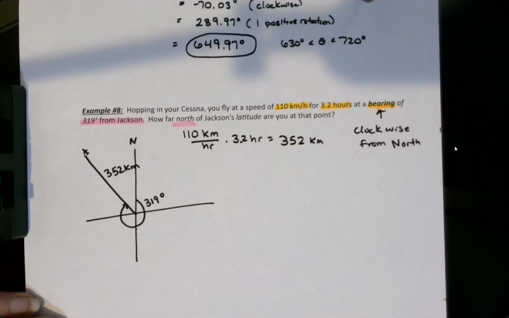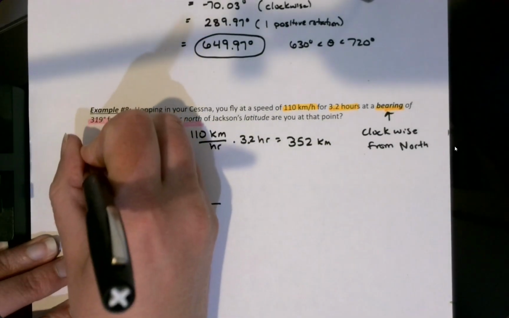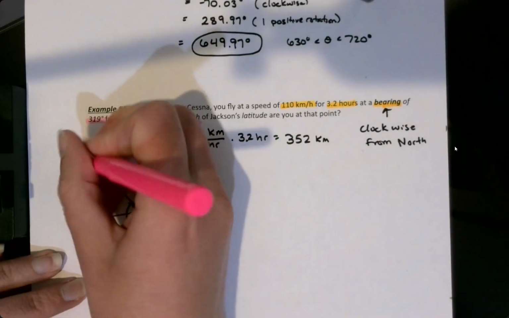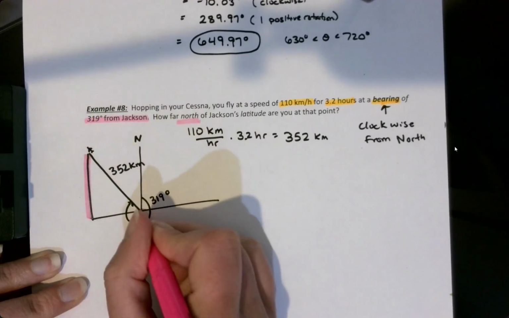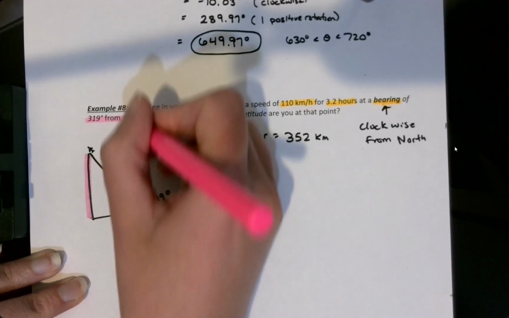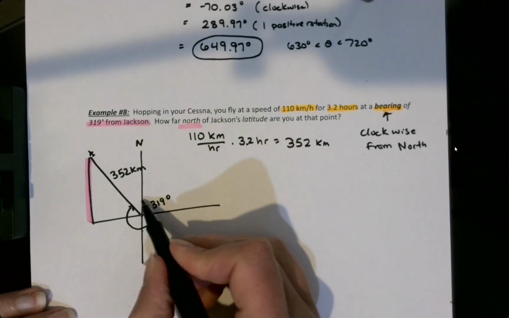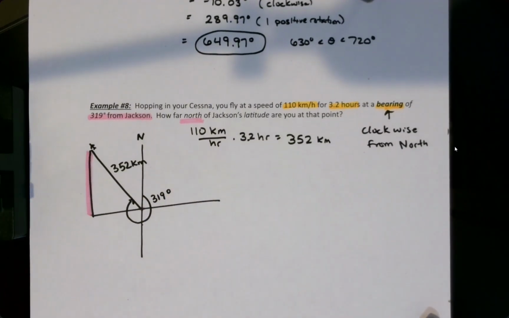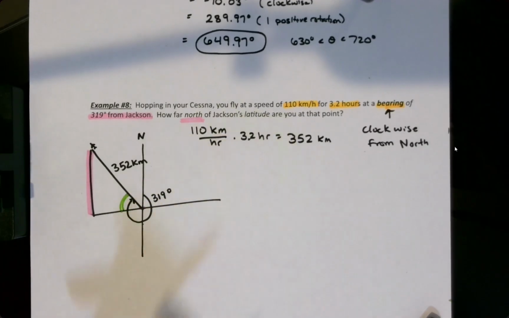What I want to know is how far north of Jackson's latitude are you? So we're looking for the vertical distance right here. So if I complete this triangle, what I'm looking for is how far in the northern direction did you go? Okay. All right. So what I need to figure out is, from this angle of 319, what is the reference angle? What is the angle that's actually inside this triangle?